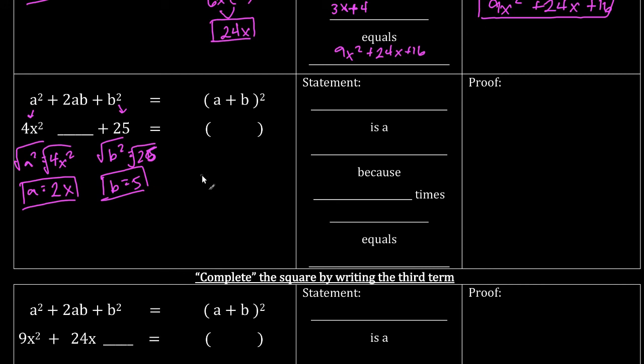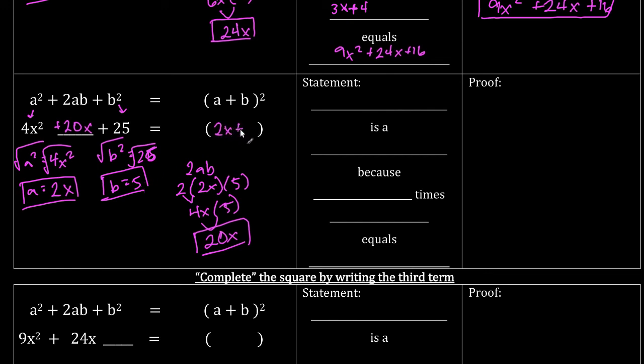So we have a and we have b, and so the middle term is 2ab. 2 times 2x times 5, because remember a is 2x, b is 5. So we multiply them out. 4x times 5 is 20x. So our middle term, our 2ab term, is positive 20x. We can express this trinomial as 2x plus 5 squared. You now know how to do this. Alright, we're almost done.